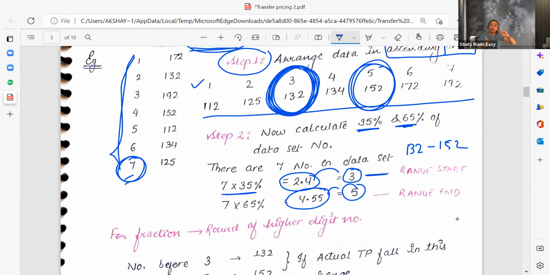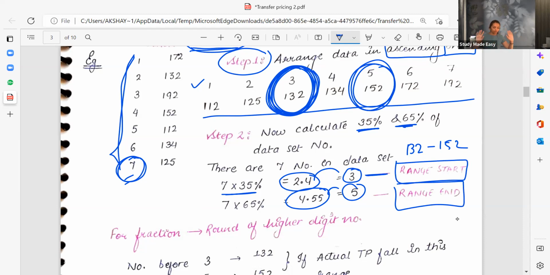Check what has been written in front of 3 and in front of 5. This will be the start of the range and that will be the end of the range. Now what about this range? If your transaction price falls between the range, done. No issue. Whatever your transaction price is, if it falls between the range, this is your arm's length price.